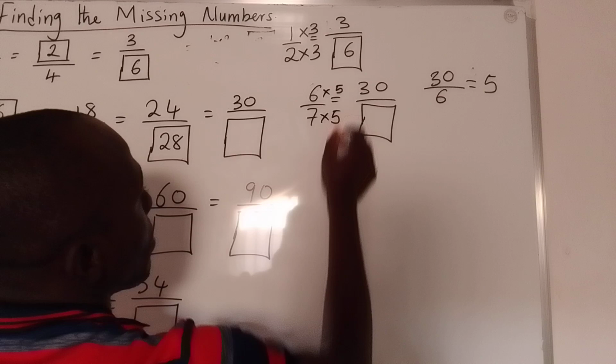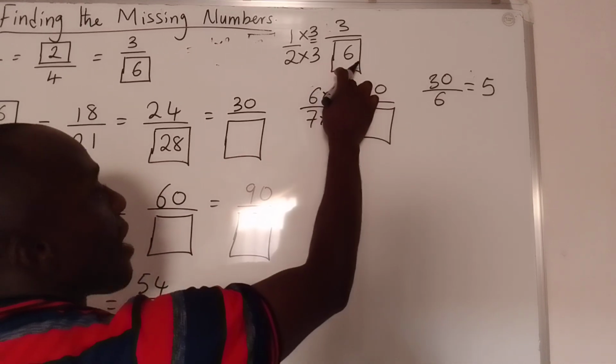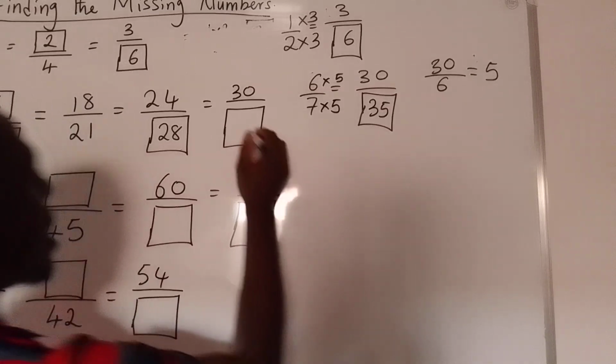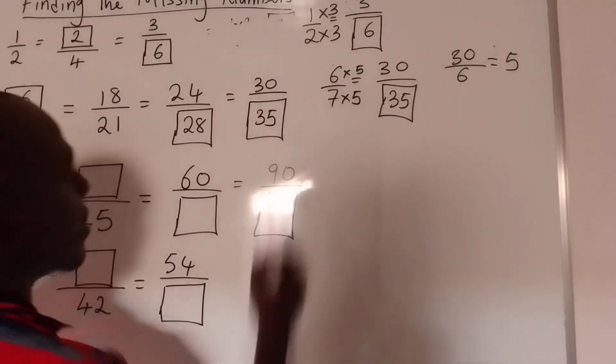The denominator will multiply by 5. Obviously, 6 times 5 is 30. So 7 times 5 is 35. So my answer here is 35.